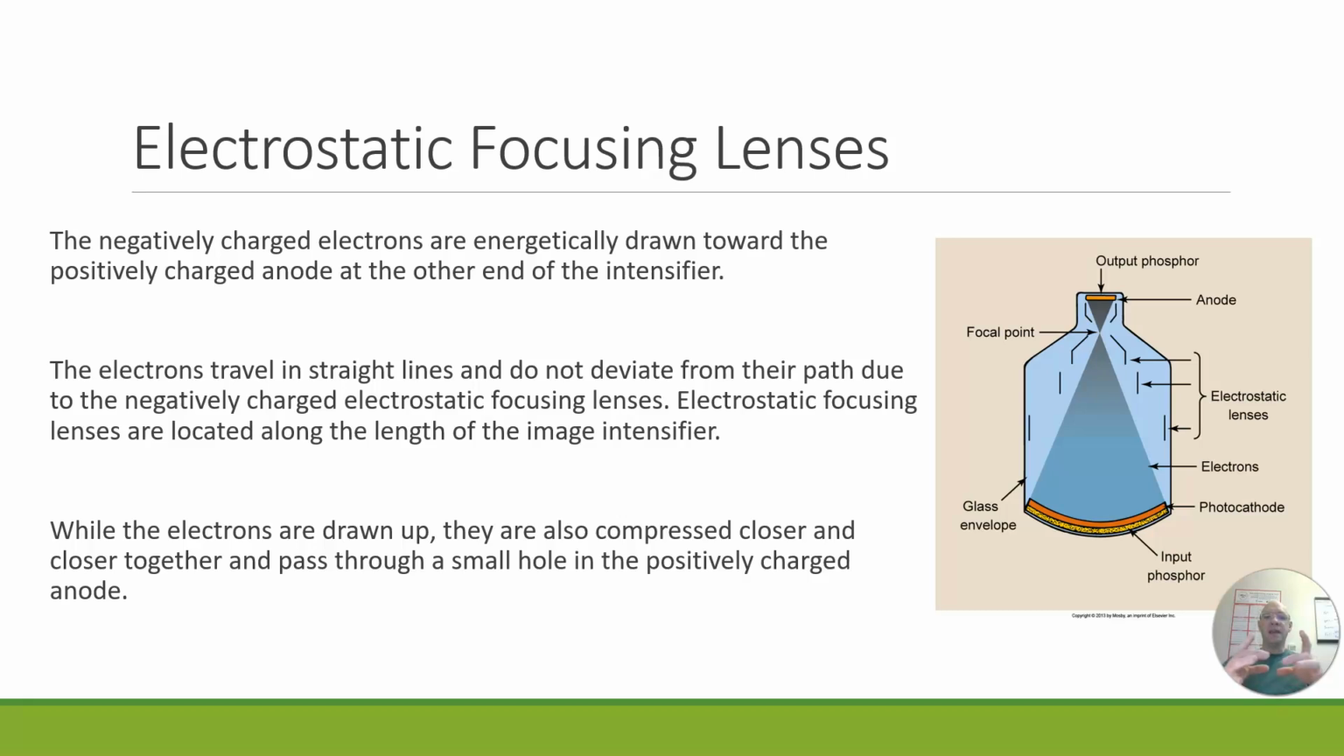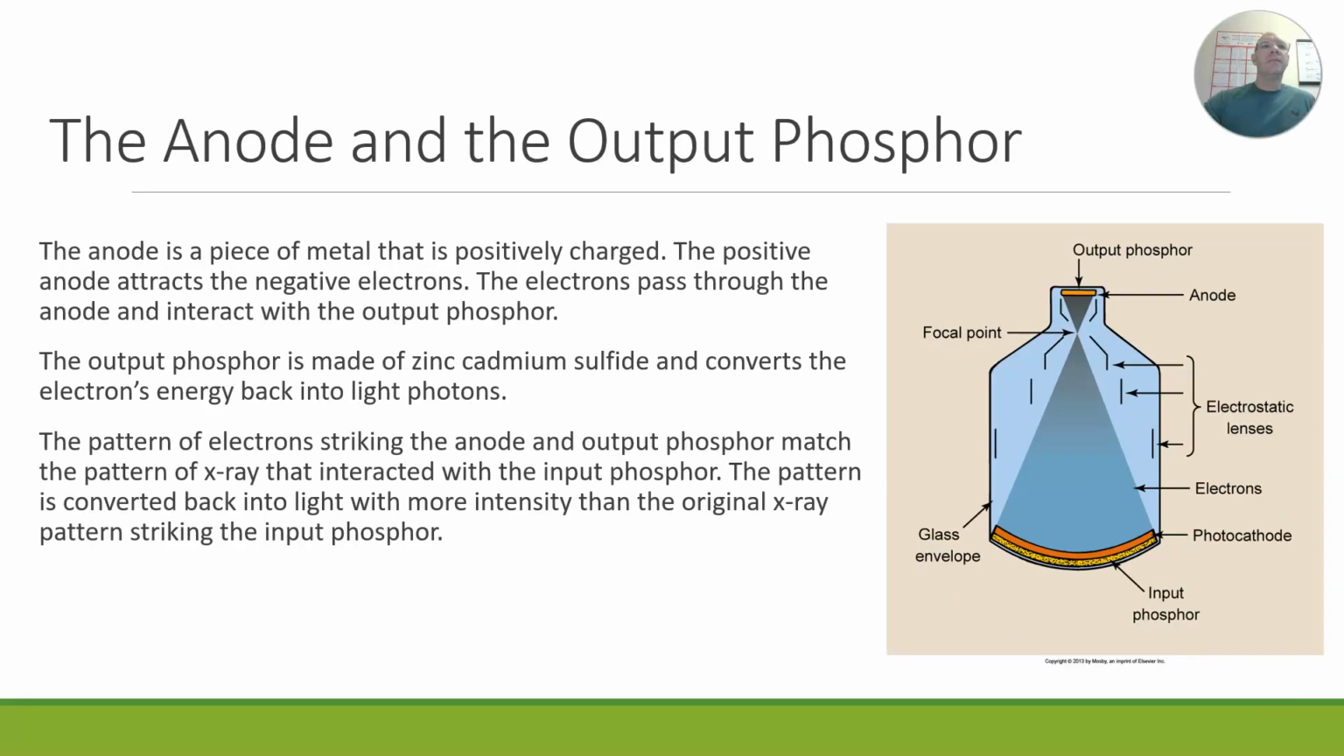As they move up, they get condensed, tighter and tighter, and then when all of those electrons hit this output phosphor, it creates even more light. Even more light. And so we still have that image. So again, X-ray to light, light to electrons, electrons back into light, brighter light, and we get our image. All right, I'm almost done with this lecture, so hang in there, we're almost there.